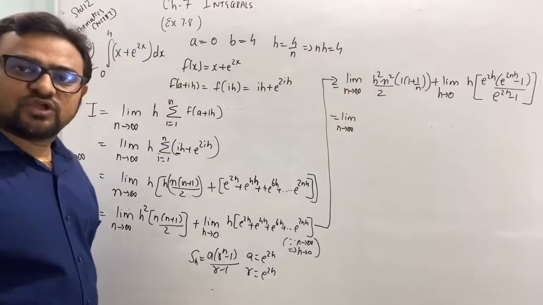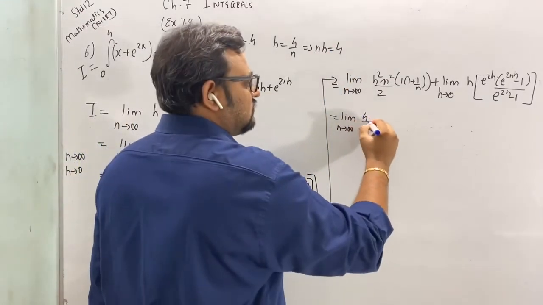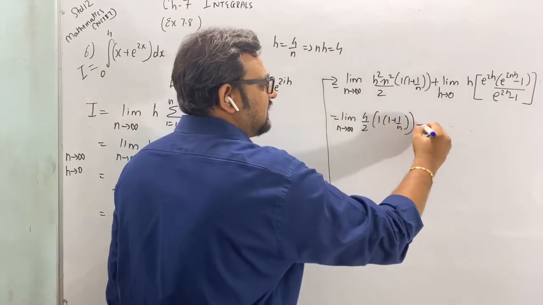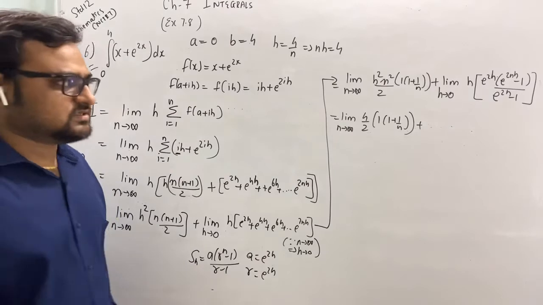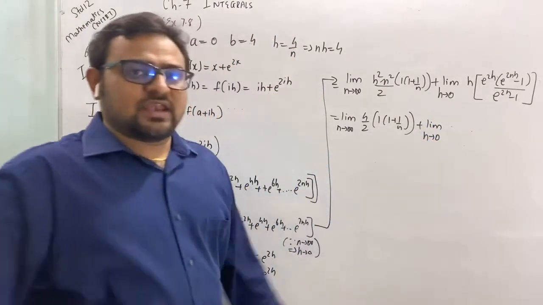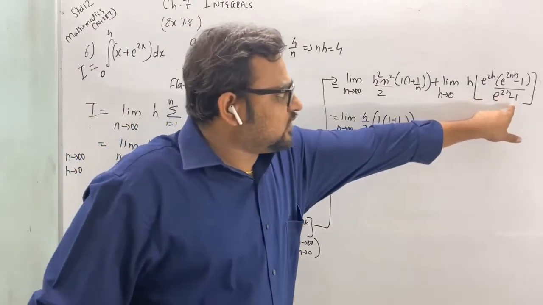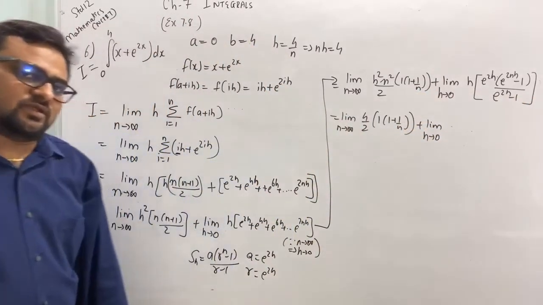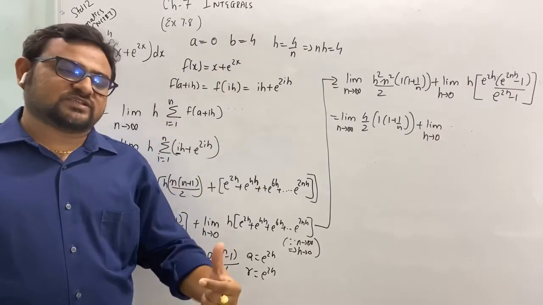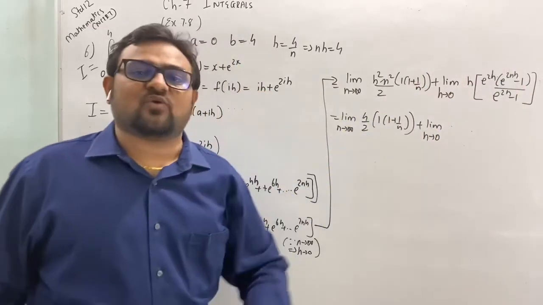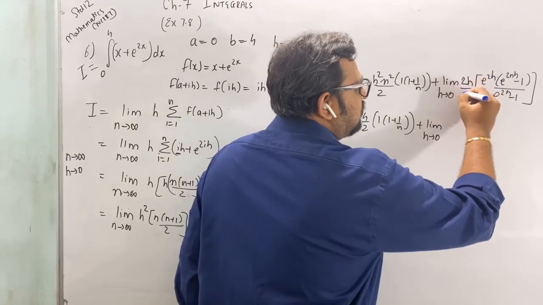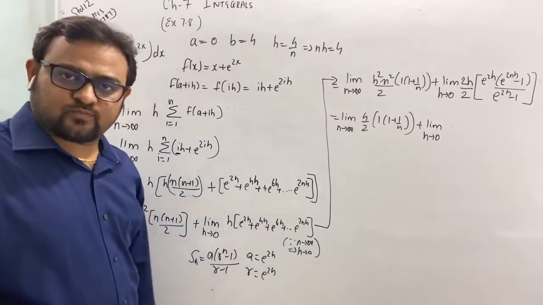what is nh? 4. 1 into 1 plus 1 by n plus limit h tends to 0. Now say it's e raised to 2h minus 1. Okay, our formula is e raised to h minus 1 upon h. But here it's 2h minus 1, so I require 2h. So what I will do? Multiply by 2, divide by 2.